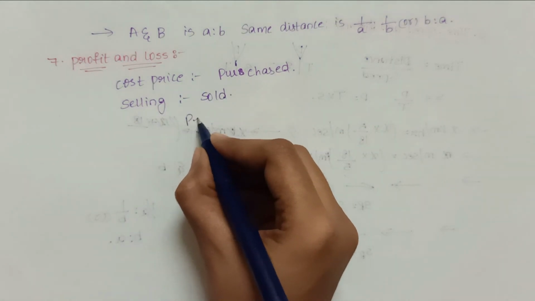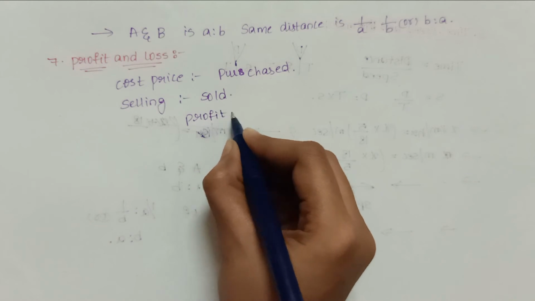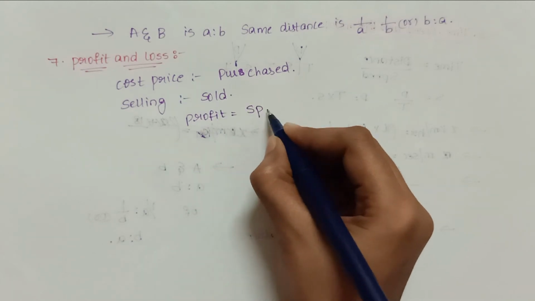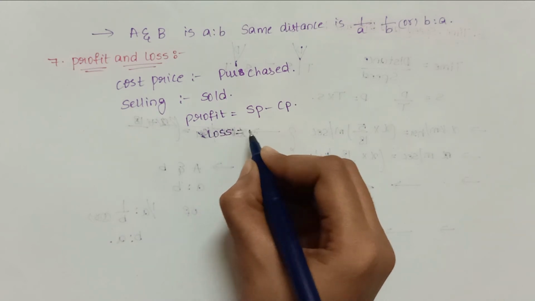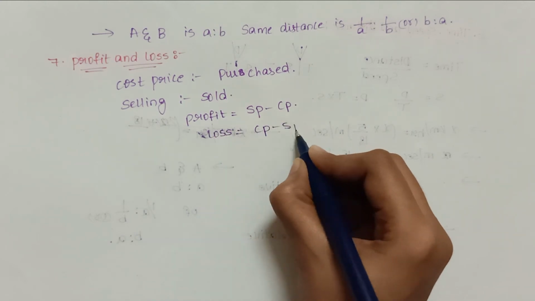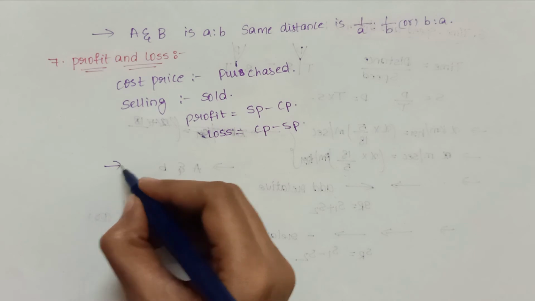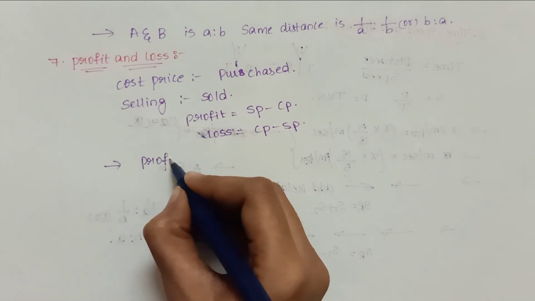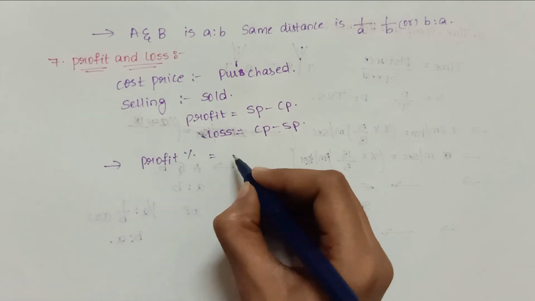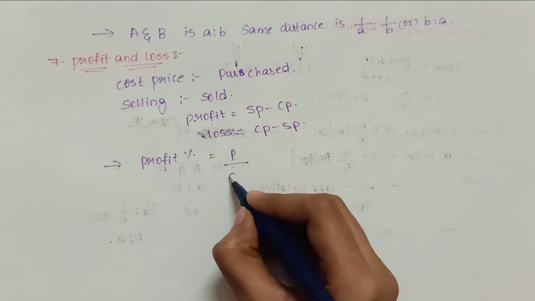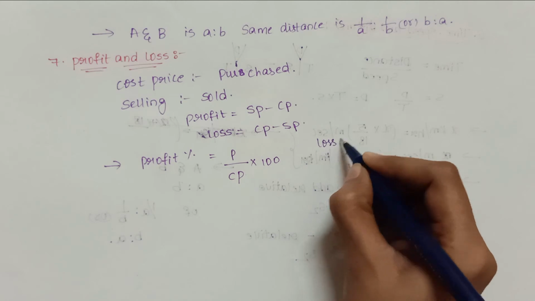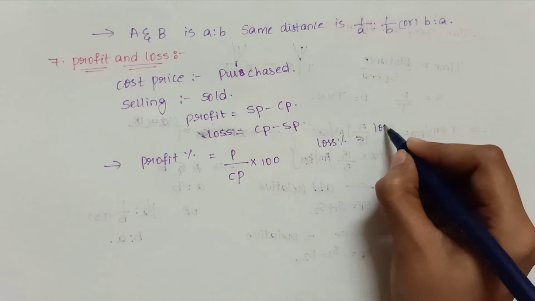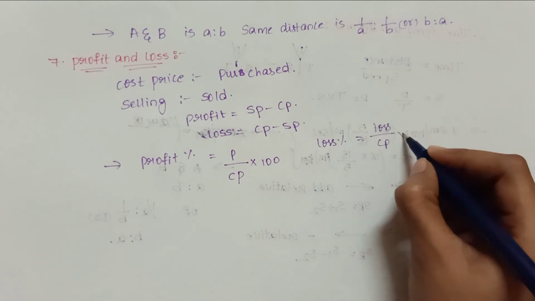We have one formula, profit is equals to selling price minus cost price, where loss is equals to cost price minus selling price. And next formula, profit percent is equals to profit by cost price into 100, where loss percent is equals to loss by CP into 100.